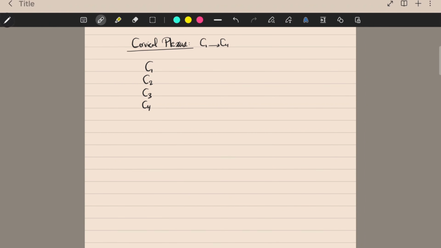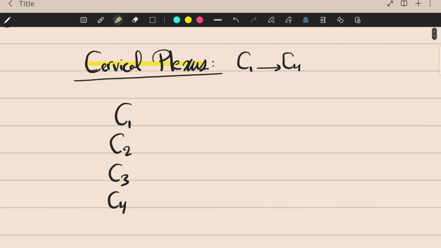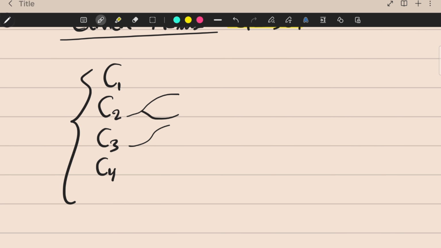So today I'm going to explain an easy and quick explanation for the cervical plexus. First of all, the cervical plexus is made from C1 to C4, okay? And each one of these has two branches, anterior and posterior, like this. The above is anterior and the below is posterior.